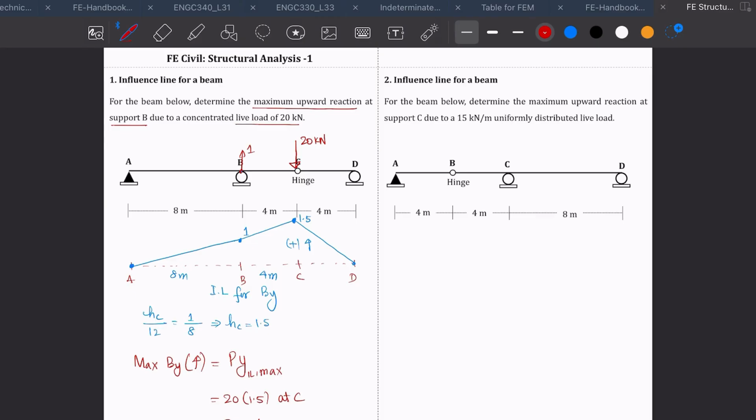You can also do your own calculation. You have this beam, you have all the support reactions at supports A, B, and D, and you apply 20 kilonewton at the hinge. If you find what By is in this case, you will see that By will be 30 kilonewton, using your skill in finding the support reaction using equilibrium equations. Okay, so that is the first part that you may expect about influence line for a beam.